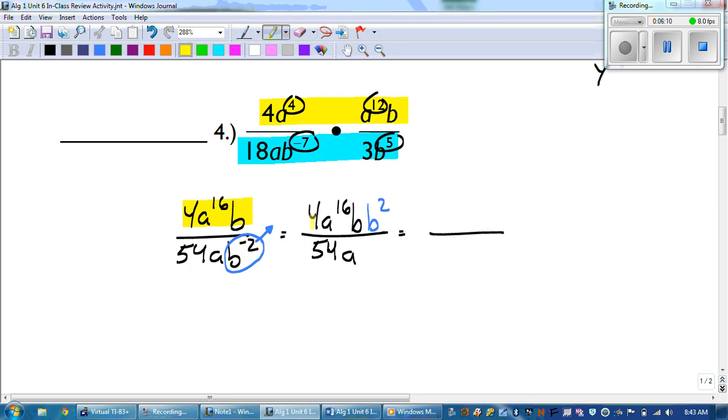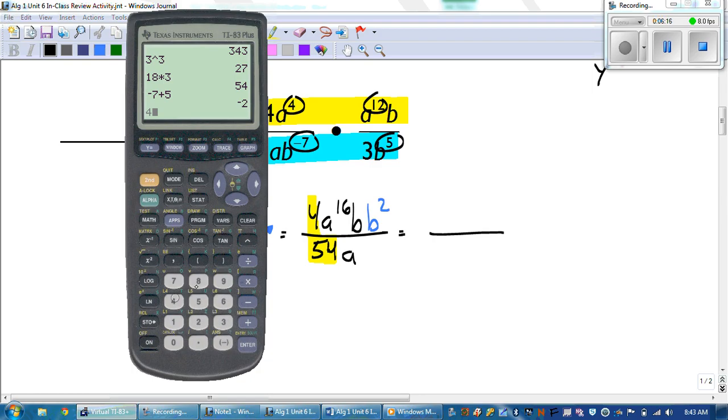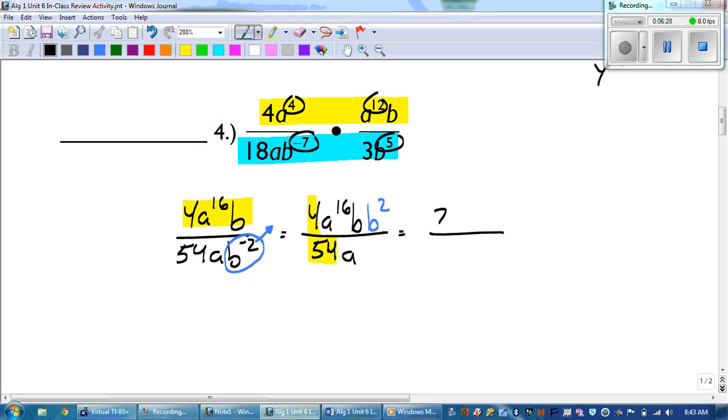Now, the first thing I notice is that I have the numbers 4 over 54. I know I can reduce that. Ugh, I don't like how that looks. But remember, we can change it into a fraction. We can go math, enter, enter. And so I got 2 on the top and 27 on the bottom.